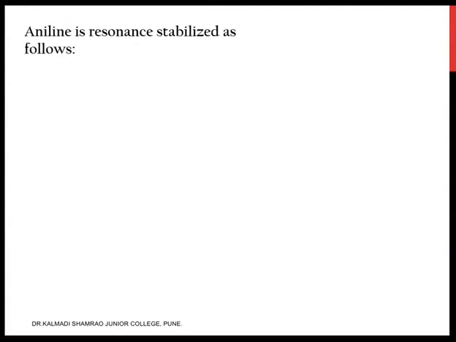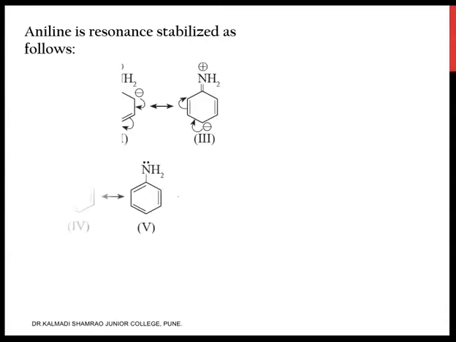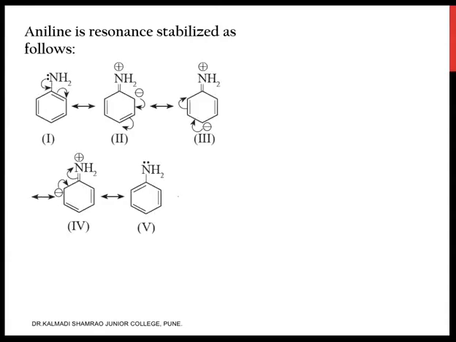Aniline is resonance stabilized as follows. So you can see the 6 resonating structures of aniline, where the lone pair of electrons is donated to the ring, making the ortho, para and meta positions in the second, third and fourth structures negative. So the ring is made active or electron rich by donation of electrons.